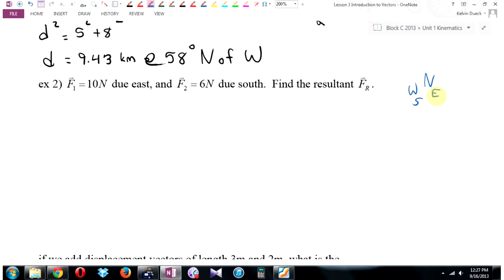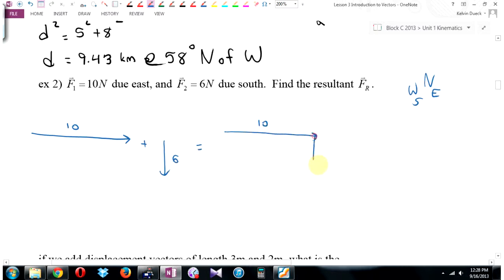How do I add two vectors together? Draw them. Tip to tail, Petra. All right. 10 due east would look like this. 6 due south. Well, Petra, 6 is almost half of 10, a little bit bigger than half, so I'll draw a line a little bit bigger than half as long. Maybe a little long, I don't know. I think my triangle is going to look like this.